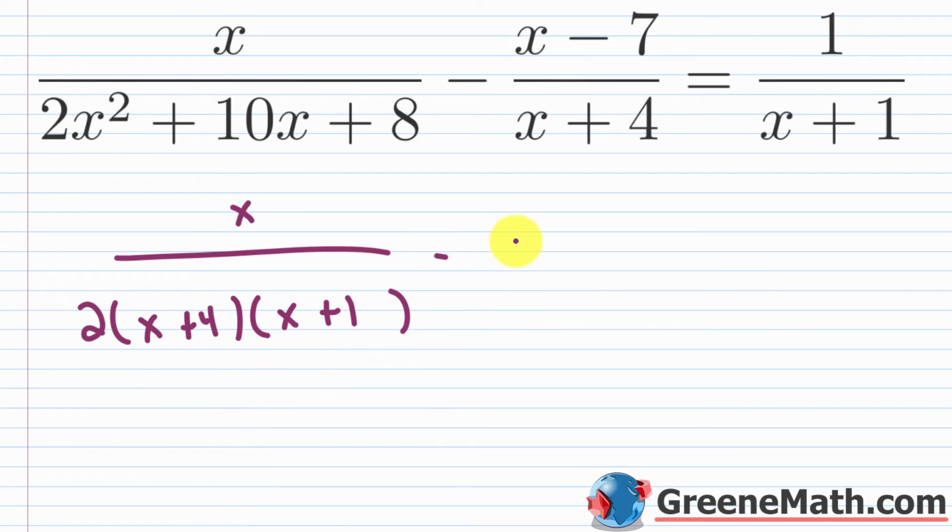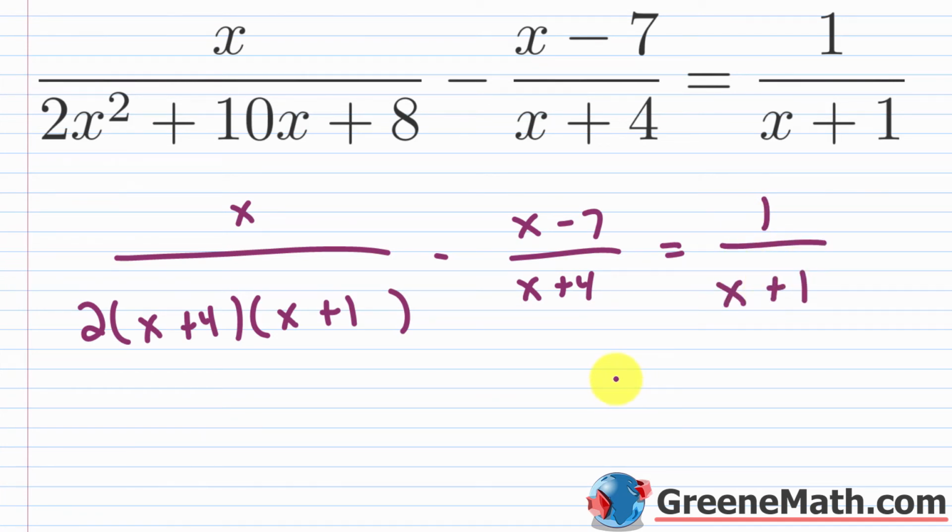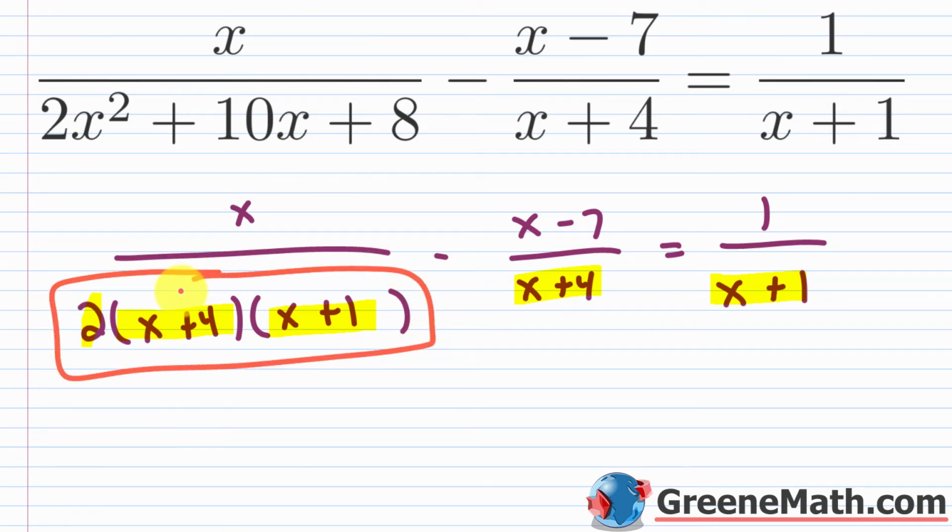Then minus x minus 7 over x plus 4, and this equals 1 over x plus 1. Now, what's the LCD? You have a 2 here that's going to have to go in. The x plus 4 occurs here and here once each time, and then an x plus 1 occurs here and here. So this right here is going to be your LCD: 2 times the quantity x plus 4 times the quantity x plus 1.